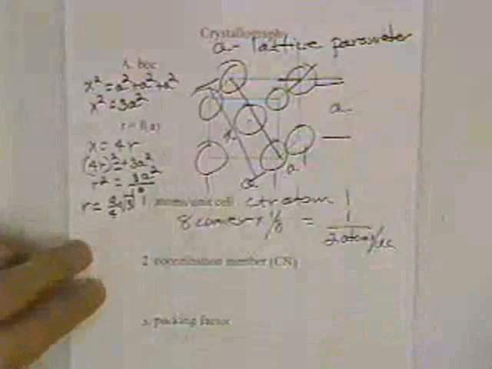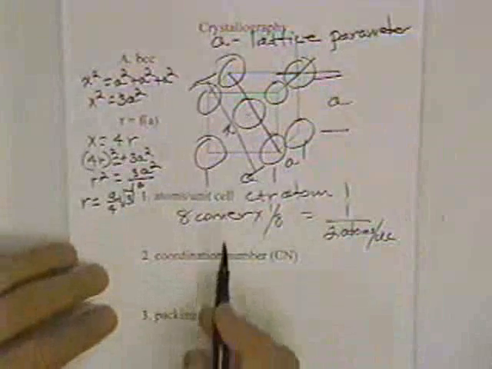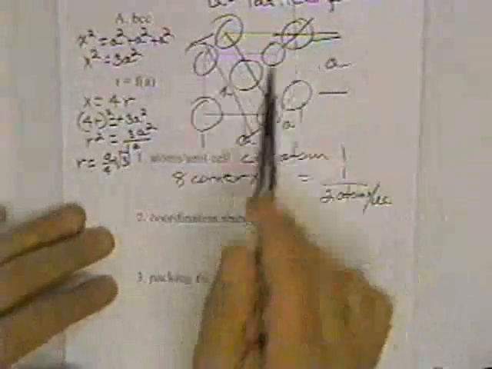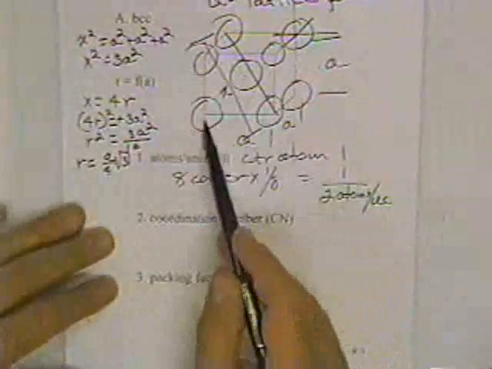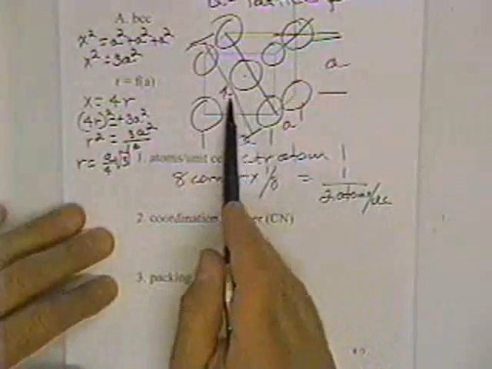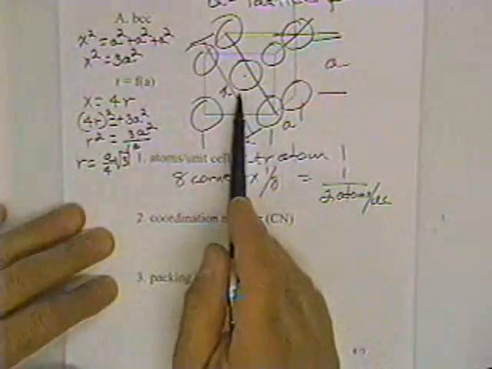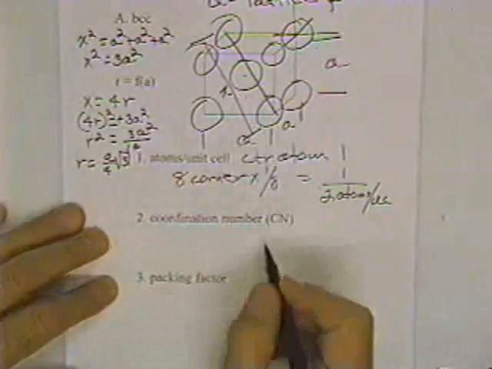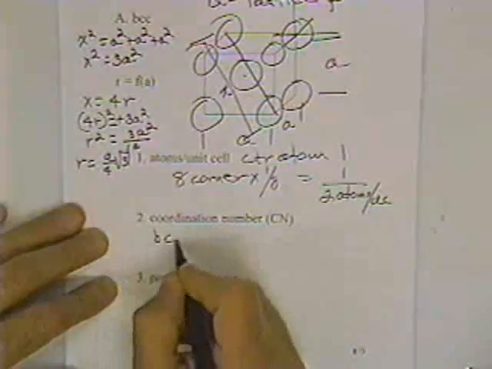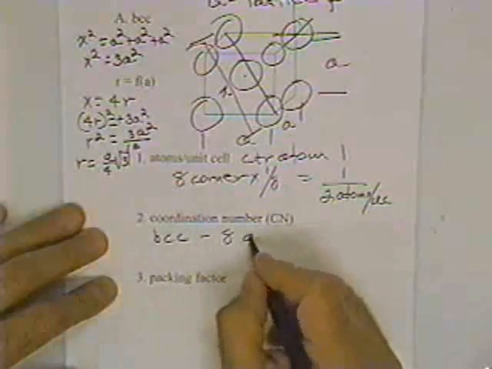Now, what's the coordination number? Well, if we look at the body-centered atom here for the coordination number, how many atoms are in contact with it? 1, 2, 3, 4 on top, 1, 2, 3, and if you'll accept the imaginary one back there, 4 down here. So the coordination number for body-centered cubic is 8.